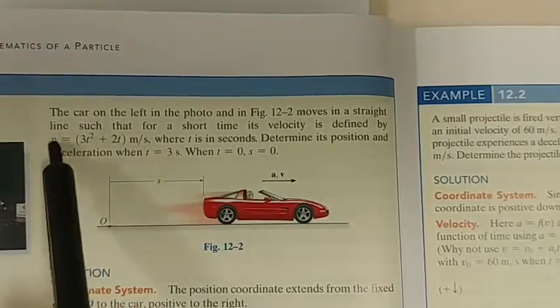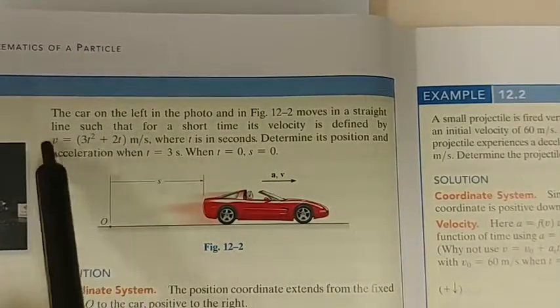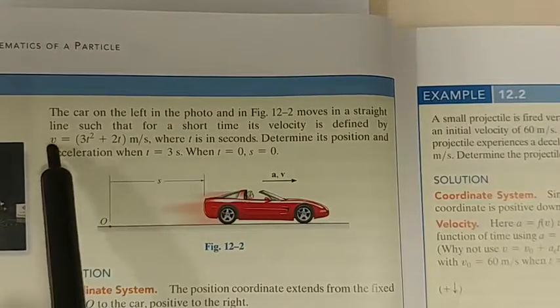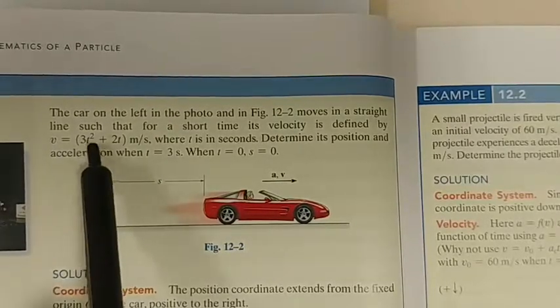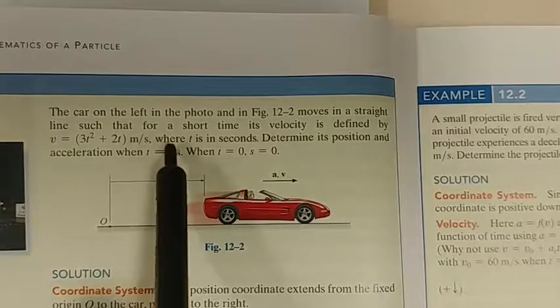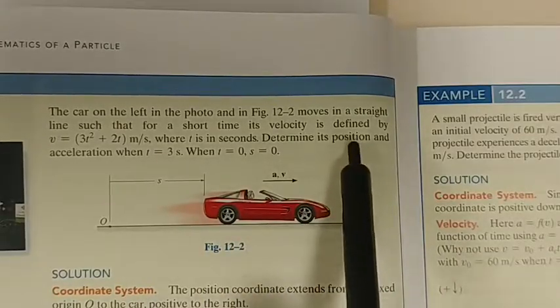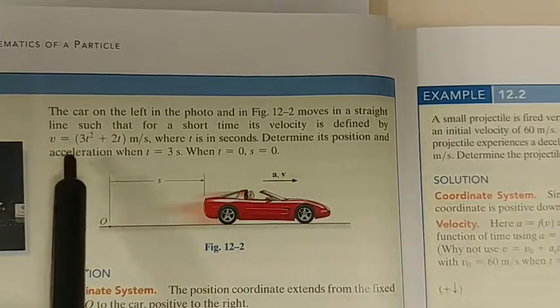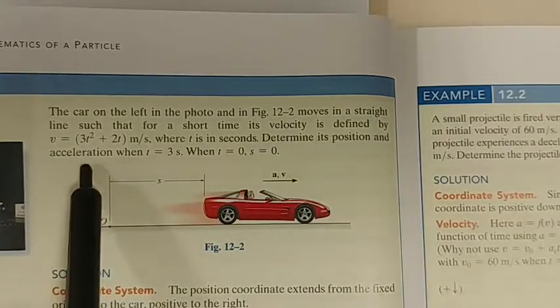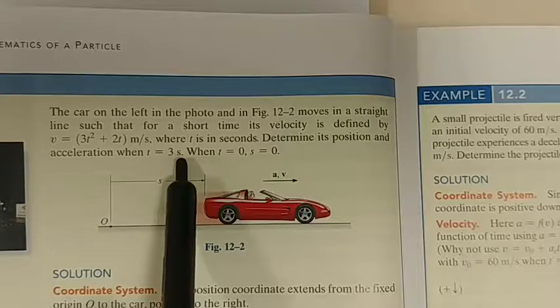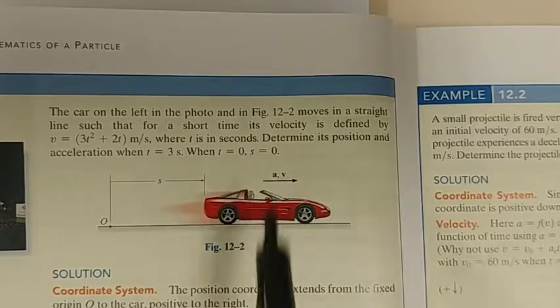So what do you notice here? V is a function of time. What are our variables here? Velocity, v, and t. Please take note of that, where t is in seconds. Determine its position, s, and its acceleration, a, at t equals 3 seconds. And when t is 0, s equals 0.